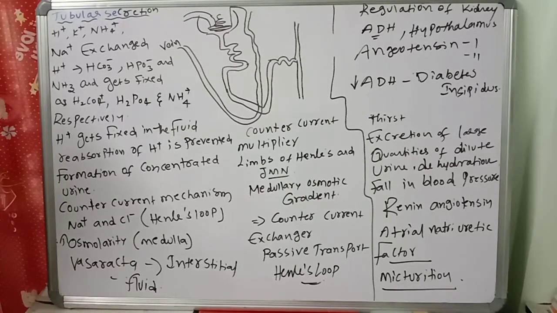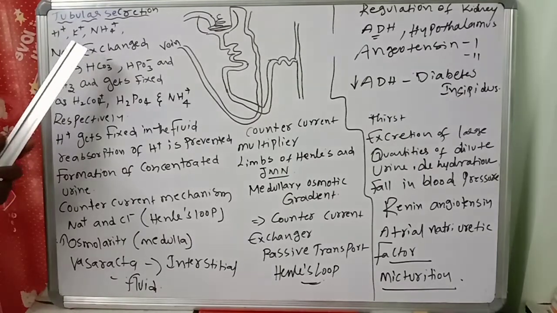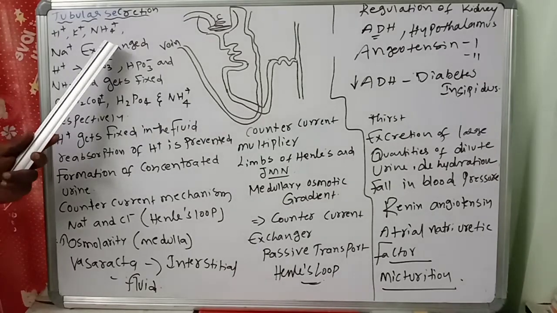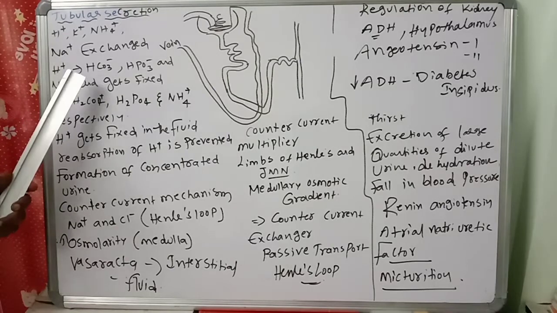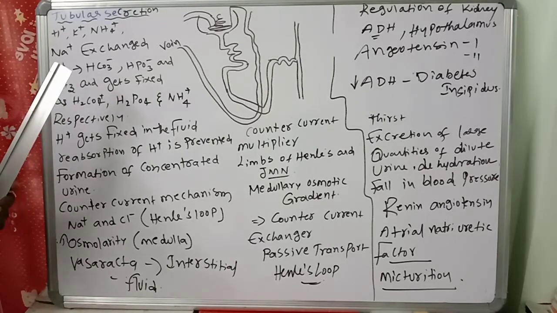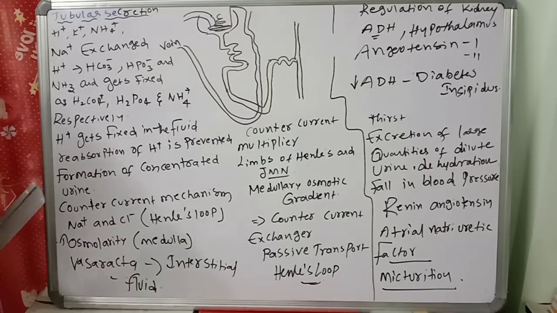So observe very carefully the tubular secretion. First one, substances such as hydrogen, potassium, ammonia, creatinine and other organic acids move into the filtrate from the peritubular capillaries into the tubular fluid. You know very well, these all move into the filtrate from the peritubular capillaries into the tubular fluid.